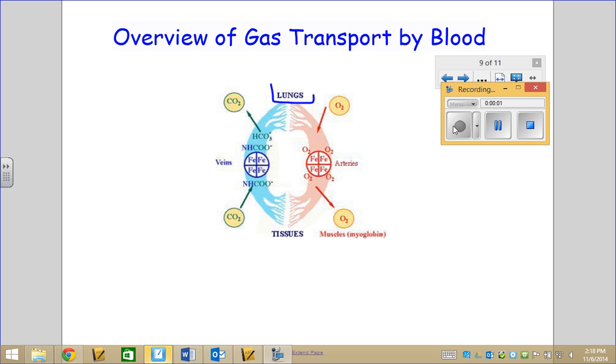Recognize that I've indicated that lungs are here and tissues are there. So I am, of course, simplifying this immensely. There is not one blood vessel between your lungs and all of your tissues, or vice versa. But what I'm trying to illustrate is that blood is different in terms of which gases it has, whether it's coming from your lungs toward your tissues.